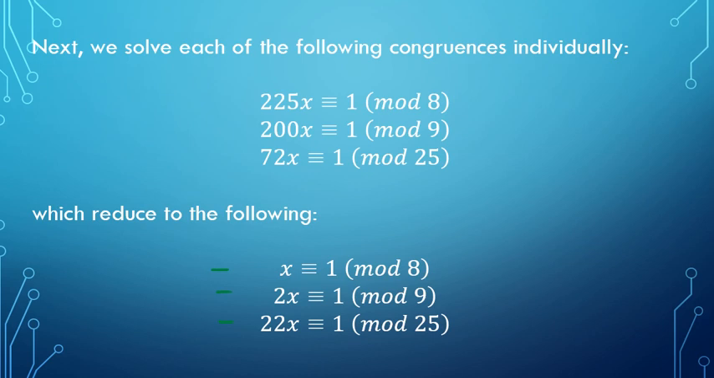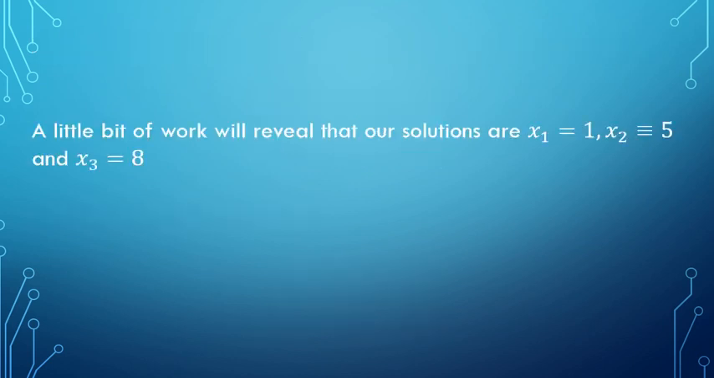The second one, 2x is congruent to 1 mod 9. Not too complicated to figure out what the solution to the second congruence is going to be. The third one is a little bit nastier, a little bit meaner. But if you do a little bit of work with that third one, it may take you a little bit of time, but it doesn't take you too long to find out that the solutions to each of our 3 linear congruences are 1, which we saw right away for the first one, 5 for the second one, and 8 for the third one.